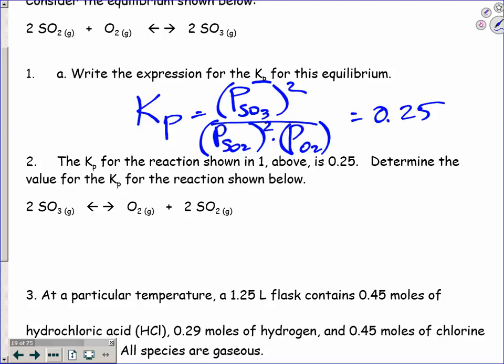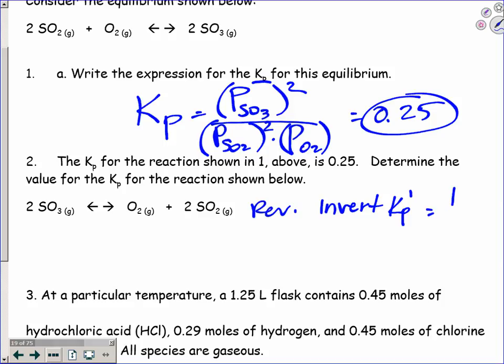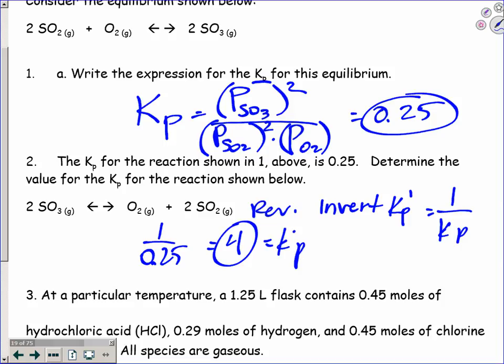Is everybody seeing that right here? Reverse reaction? Okay, so this is reverse, so we're going to invert K. So if K was 0.25, you're going to say Kp prime, usually that's just a halogen and something else, is equal to 1 over Kp. Well, that's Kp, so you're technically doing 1 over 0.25, and what is that mathematically? 4. Good. So this Kp prime, which is the reverse reaction, is 4. The first one is 0.25.